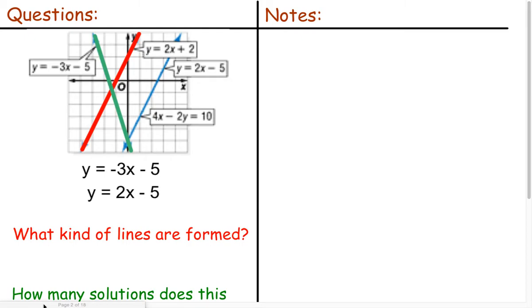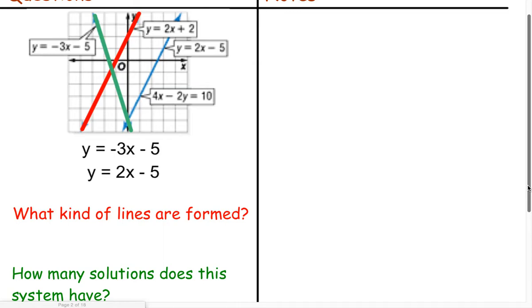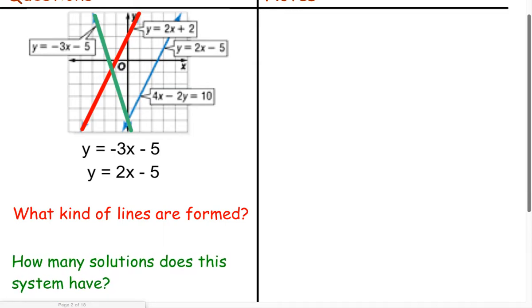So you are given a graph. And what we need to do is look at two specific lines on this graph. And we're going to answer two questions. What kind of lines are formed and how many solutions does this system have? So we need to look at y equals negative 3x minus 5 and y equals 2x minus 5.